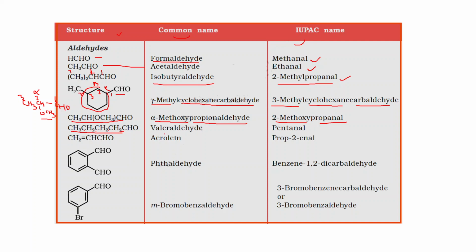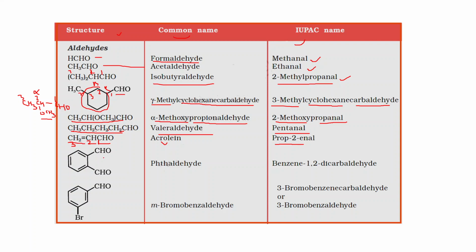Now this is when 1, 2, 3, 4, 5 carbon atoms are there. In common system, this is known as valeraldehyde. Okay, and in IUPAC system, this is pentanal. This CH2 double bond CHO in common system, this is acrolein, and in IUPAC system, this is prop-2-enal. Now in this case, numbering will start from this carbon. Okay, 1, 2 and 3.